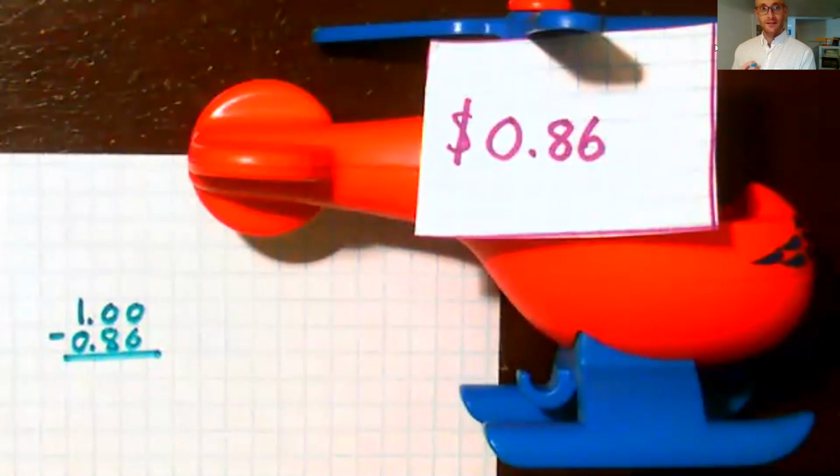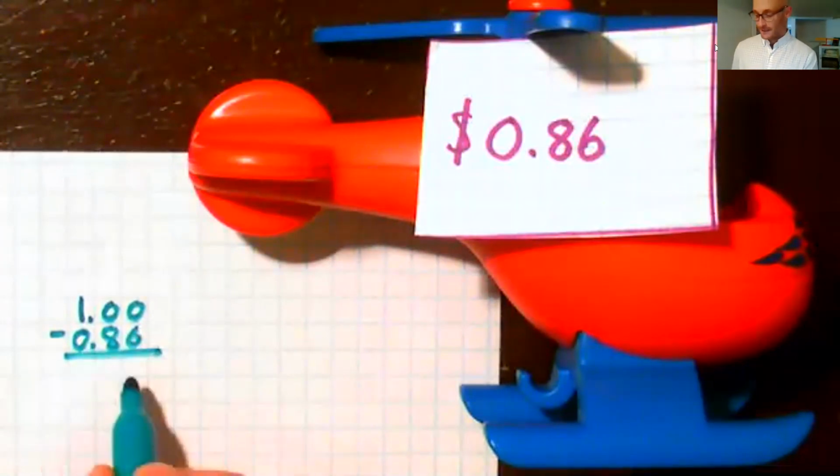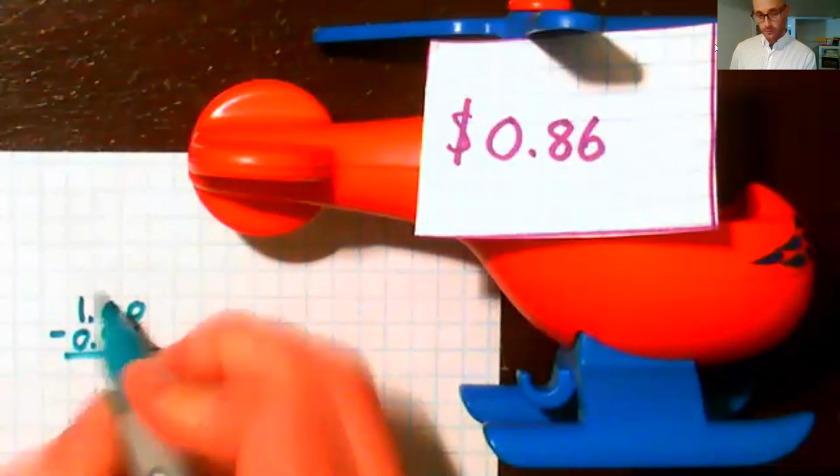If I take away that 86, I don't keep the whole dollar. How much money do I give you back? We call that change. This is a simple subtraction then, $1 minus 86 cents. We're going to practice that regrouping from yesterday.